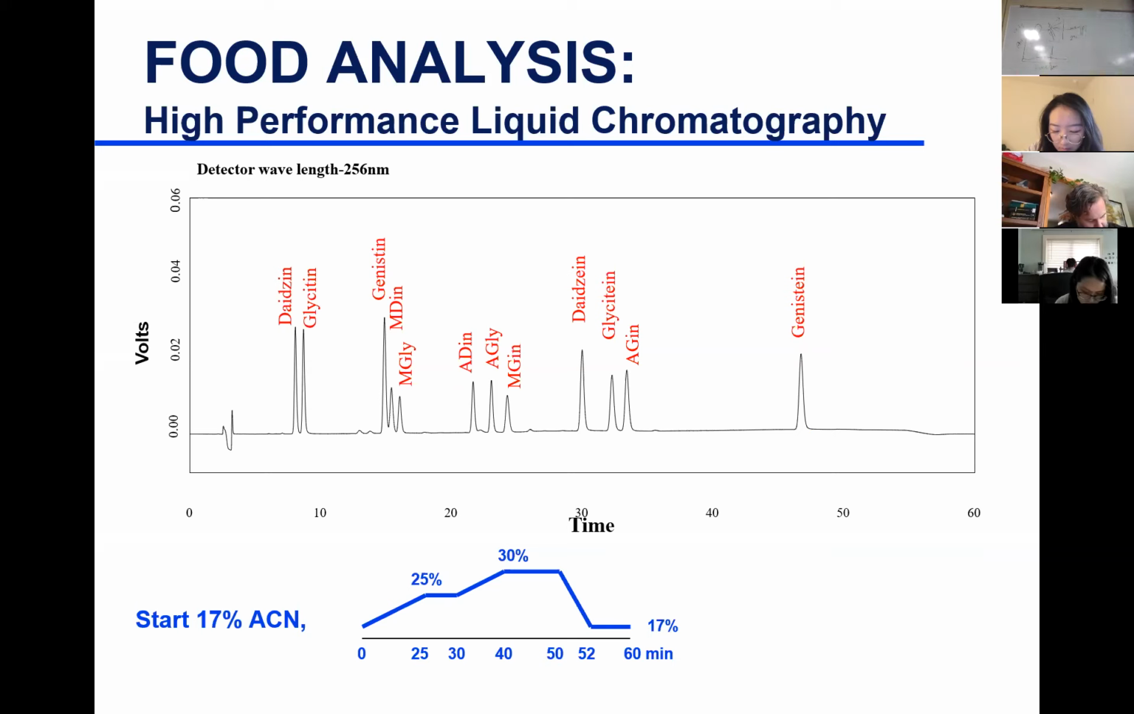Okay. So we're starting at the beginning here. 17% acetonitrile, 83% water, so it's more polar. And what I'm doing is I'm increasing the acetonitrile, that means I'm reducing the polarity. So this gives you the hint that it is reverse phase. Okay.